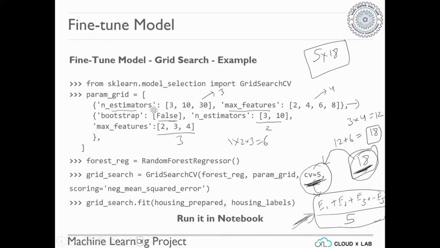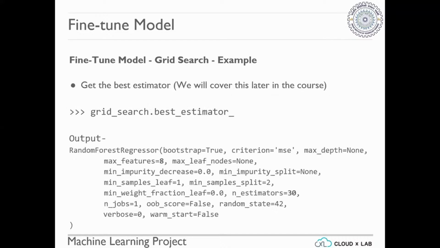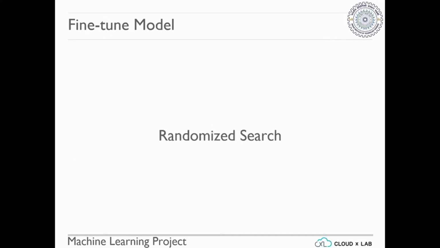Because if for number of estimator parameters we want to explore 10 combinations, and for maximum features we have, let's say, 20 possibilities, right? Then 10 into 20, 200 possibilities we will explore, right? So then this process is not practically possible, because we have to train the model multiple times, right? So then what we will do, we will use randomized search.